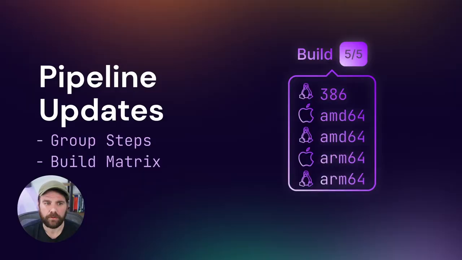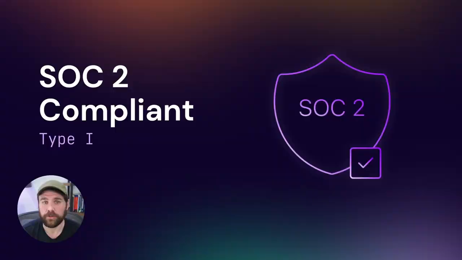We also have some great pipeline updates. We added the ability to group steps together and treat them like a single unit, and then have dependencies based off of that group. And we also added a new matrix stanza, so you can define a few dimensions, like run this step in 386 architecture and AMD 64, and it would explode a couple of combinations into lots of different steps. We became SOC 2 compliant.